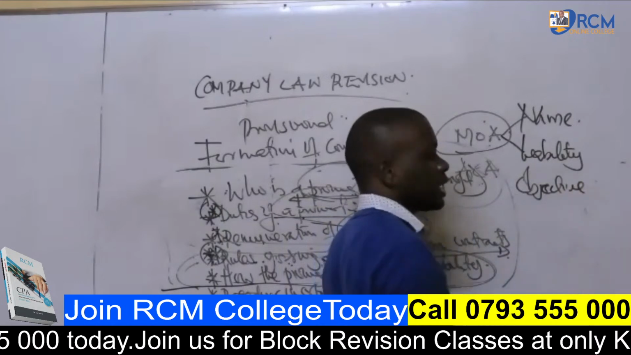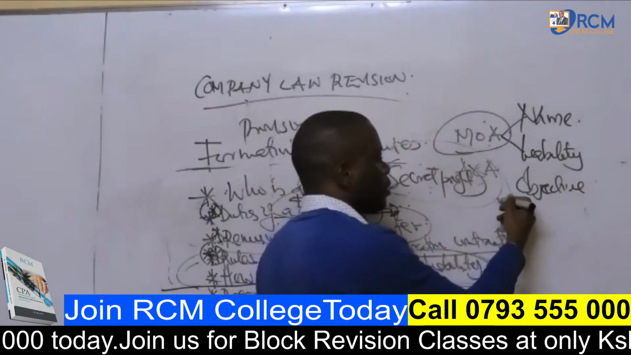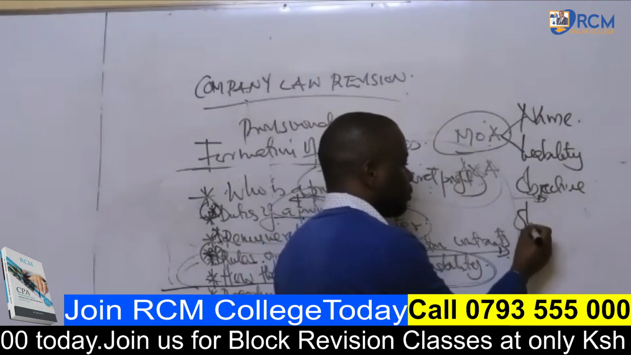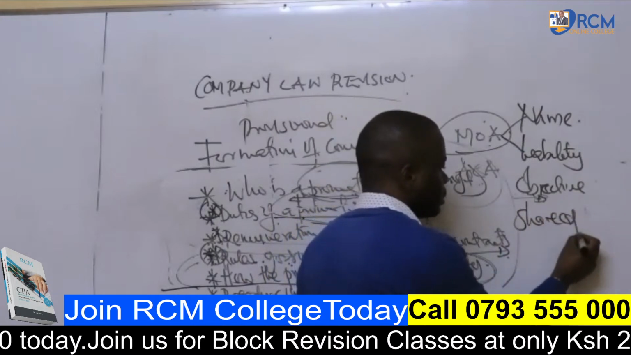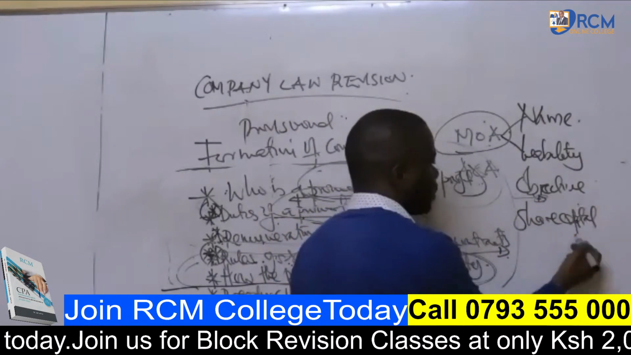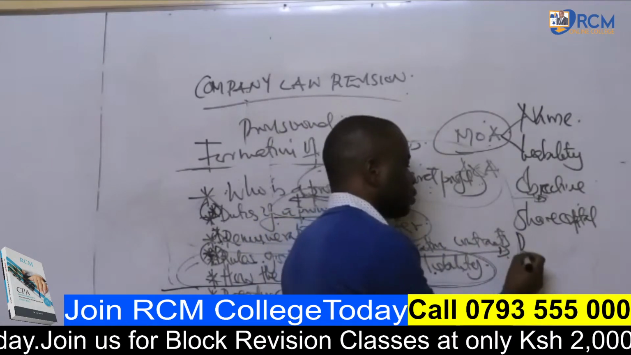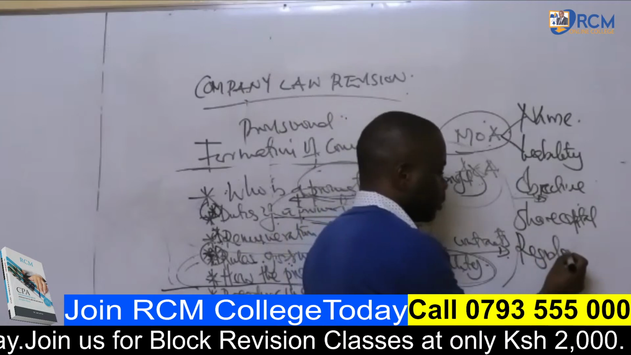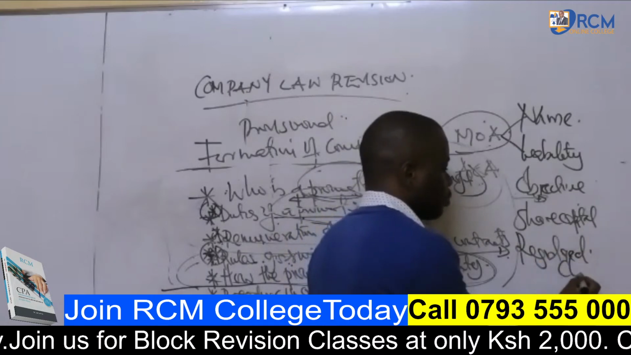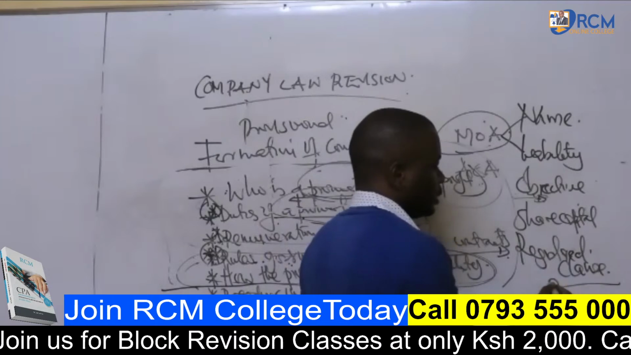Clauses are simply just paragraphs. So they talk more about the objective of the company. You have the share capital clause. These are some of the clauses. Then the registered office clause, which talks more about the registered office of the company.